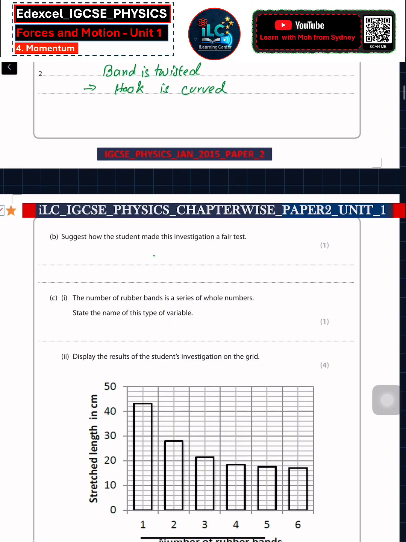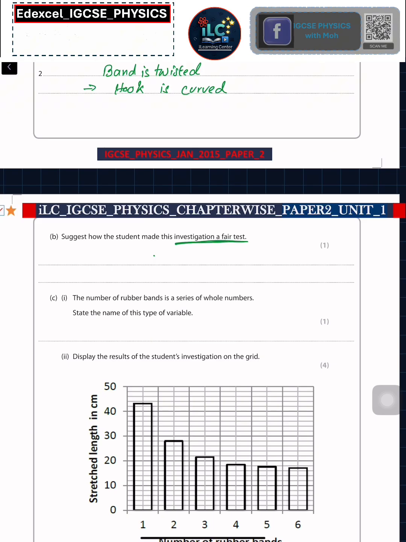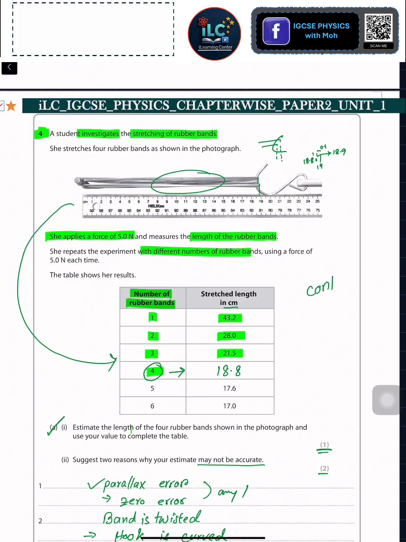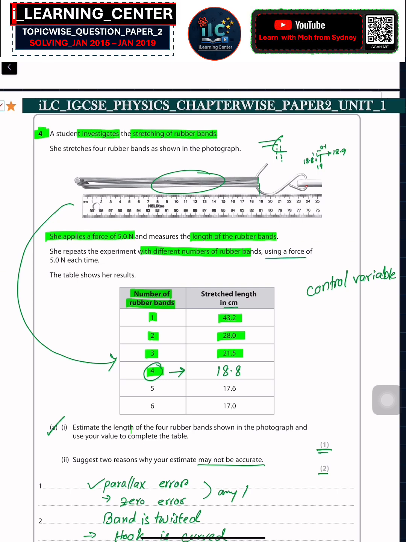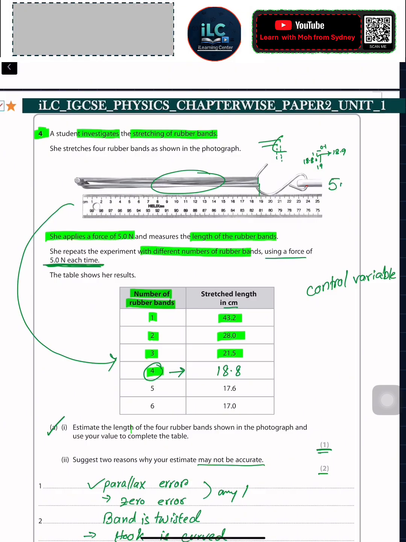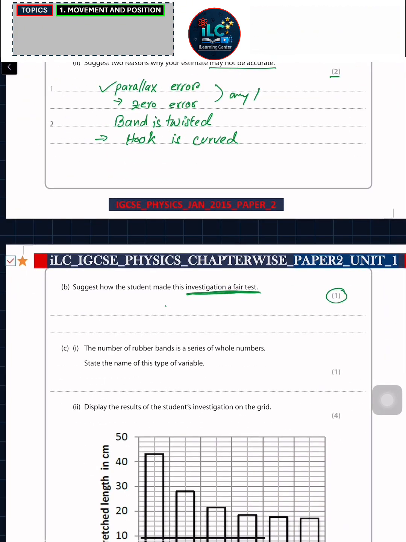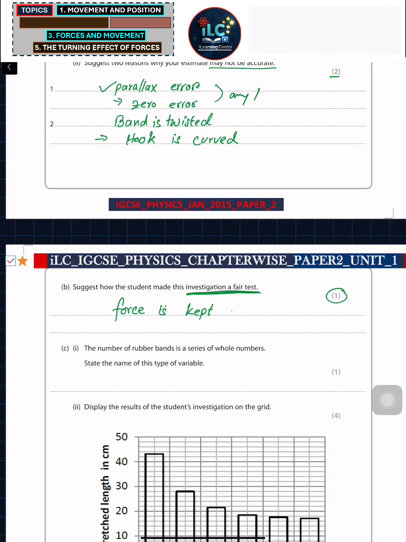If I move to the next part, it says suggest how the student made this investigation a fair test. They already say that this is a fair test. How is it done? This is basically talking about the control variable. A control variable is something that you keep constant for the whole experiment. Here it says using a force of 5 Newton each time. That means every time you repeat the experiment, you have used a force equivalent to 5 Newton. It's only 1 mark, so only one reason is good enough. We can say force is kept constant.